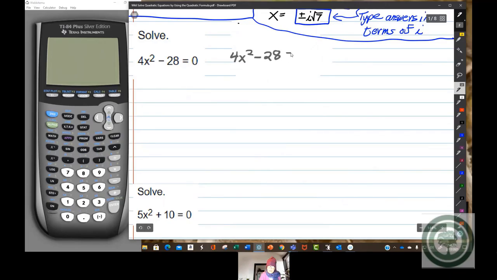Okay. All right, so 4x squared minus 28 equals 0. I made a marker that's gray, so it would look like a pencil. Gotta entertain yourself somehow. I also thought it might be helpful.